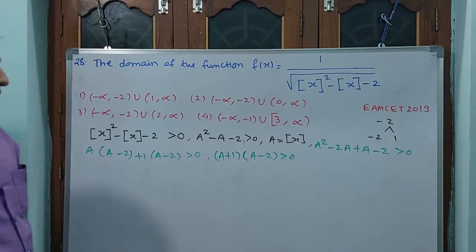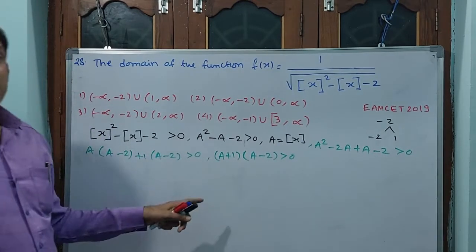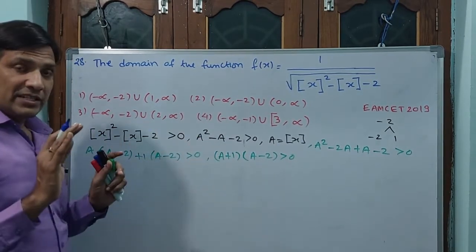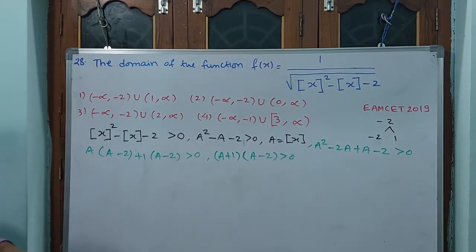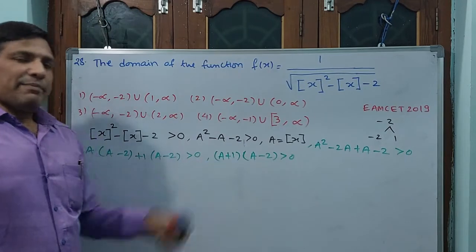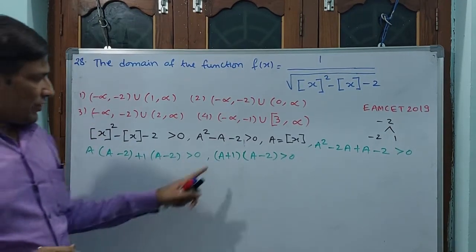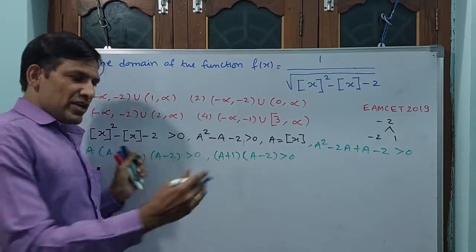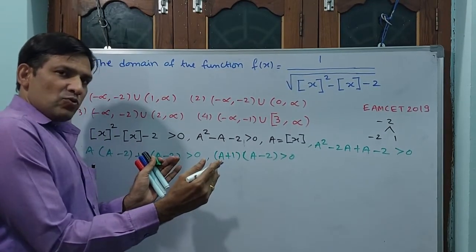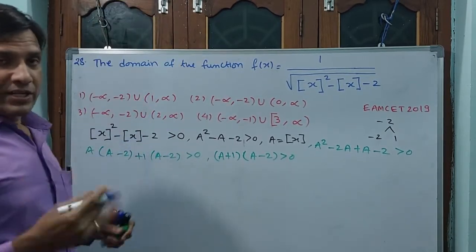Okay. See, what is a? A is greatest integer x. First let us find a value. A value means greatest integer x value. See, greatest integer x value means again x value you have to find. What will happen here? Here two conditions will come. See, A is minus 1, A is 2. That means A will be in between minus 1 to 2, or A will be less than minus 1 and greater than 2. Both conditions are there.